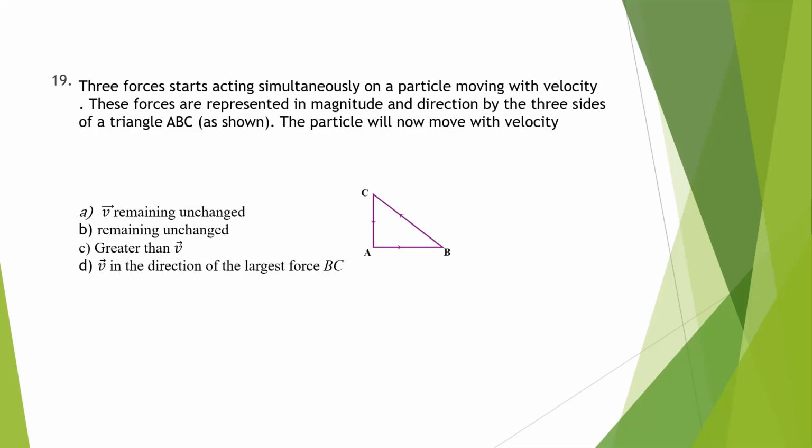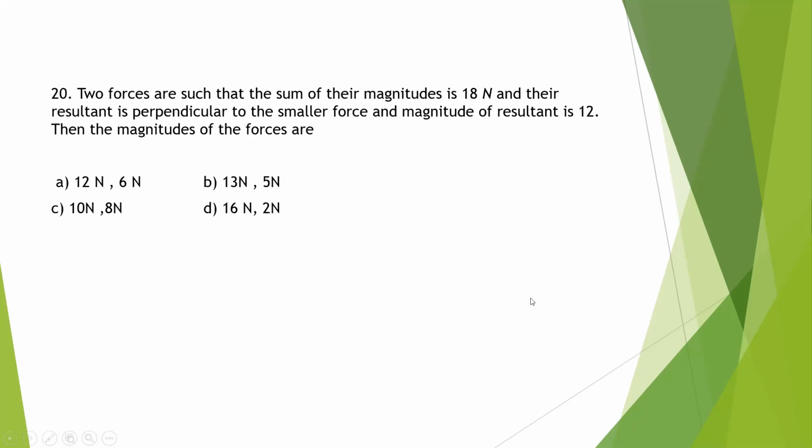There is a small mistake in option B. So option A you will take, that is, V remaining unchanged is the correct option. So option A is the correct option.